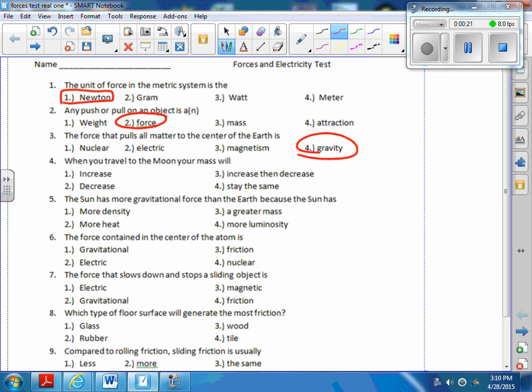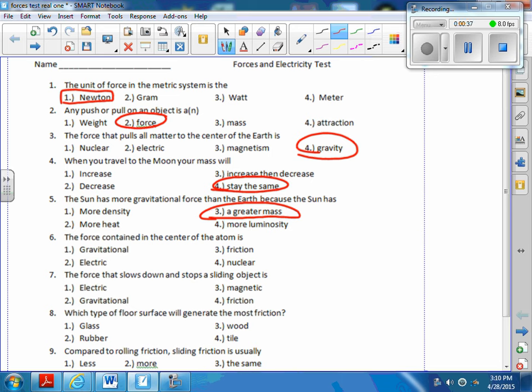As you travel to the moon, your mass will stay the same. Mass is the amount of matter in an object. Weight is the pull of gravity. So weight will change, not your mass. The sun has more gravitational force because the sun has a greater mass. Anything that has a greater mass has a greater gravitational pull.